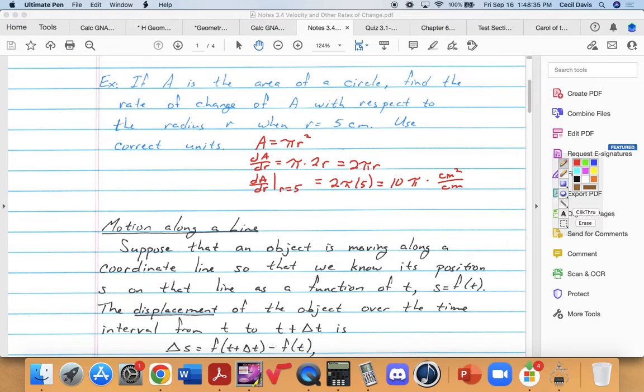Is it correct to say centimeters is the units? Yes. Is it very descriptive? No. It doesn't tell you what's going on. This tells you that the area changes 10 pi square centimeters every time the radius changes by 1 centimeter. Okay? Questions about that? Cool. Let's move on then.